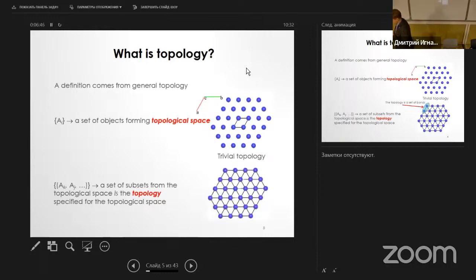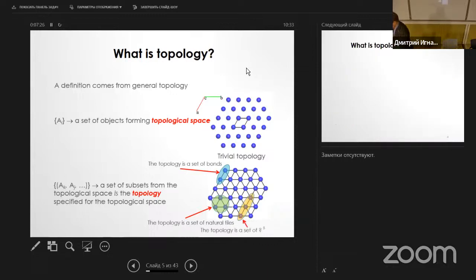And we can choose these subsets in quite different ways. For example, we can take pairs of atoms, and this means that we specify bonds between them. This is the simplest way, and as a result, we get just some graph on this set of atoms. But we can choose, for example, triples of atoms. And this also has some meaning, because this triangle in this case shows us some hole in this structure, and this can also be important for applications.